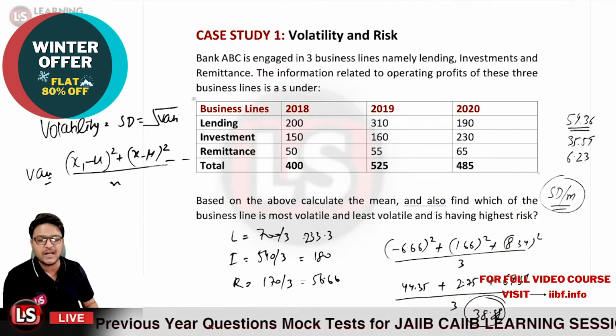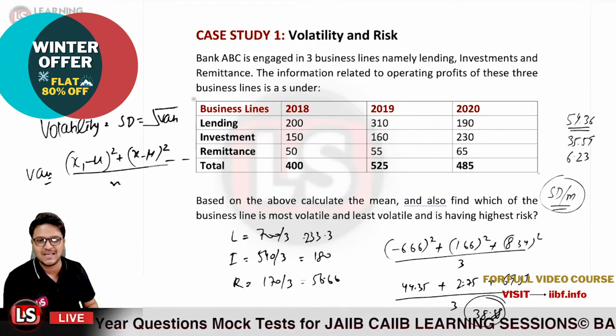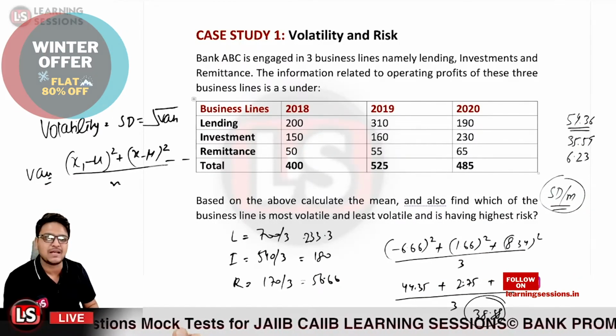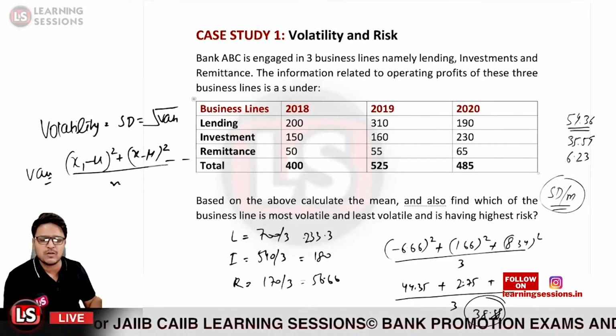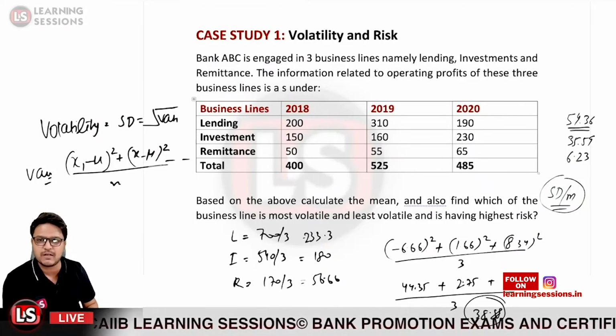So high volatility means higher risk. So we can say in the case of the lending, we have the highest risk associated with it. Okay, so we can simply infer now. So you need not calculate the standard deviation divided by the mean actually.